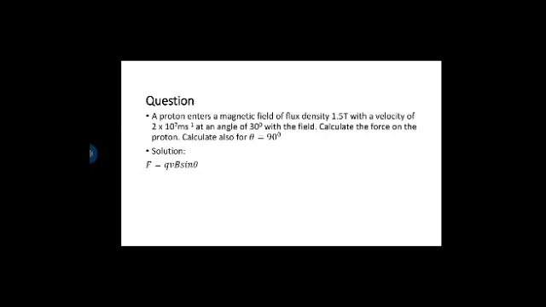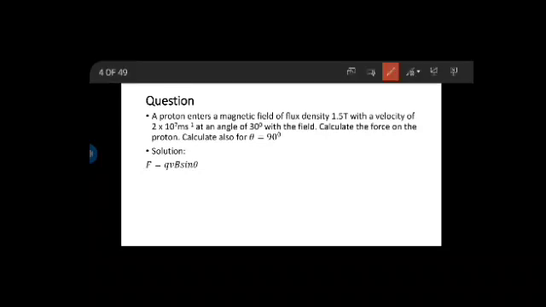Okay, let's see questions here. This says a proton enters a magnetic field of flux density 1.5 Tesla with a velocity of 2 × 10⁷ meter per second at an angle of 30 degrees with the field. Calculate the force on the proton. We are also asked to calculate for theta equal to 90 degrees.